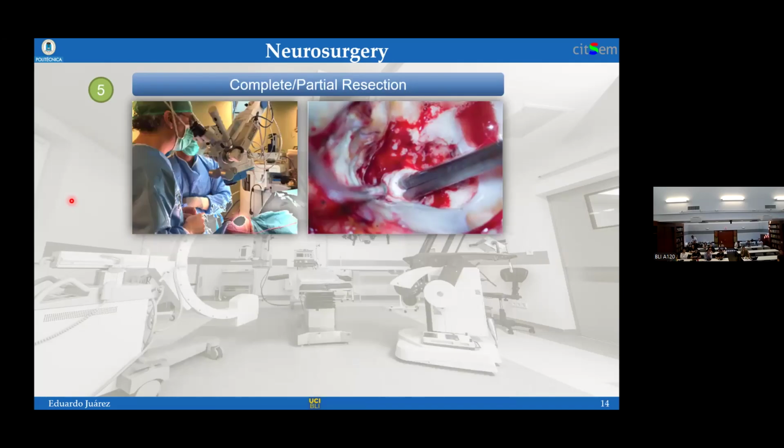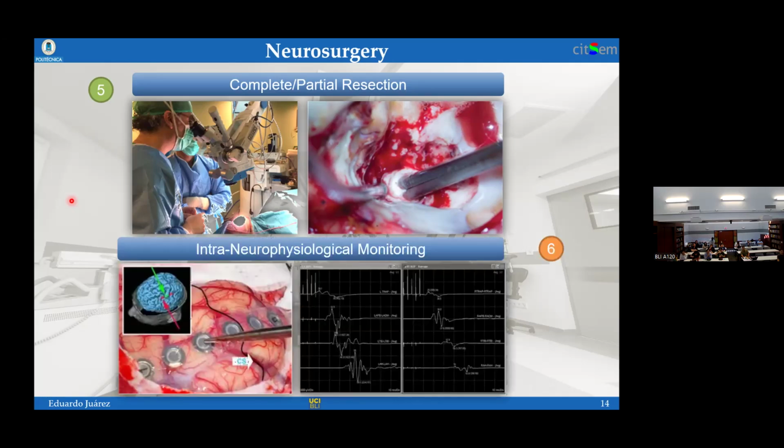A complete resection of tumors is the key for patient survival. That is always what neurosurgeons try to achieve. But sometimes, when they try to make the complete resection, some vital tissues are affected, so they cannot remove them, and they try to minimize what is left in the brain of the patient. To determine what is vital tissue and what is not, they typically use intraoperative neurophysiological monitoring, which is able to guide this resection.